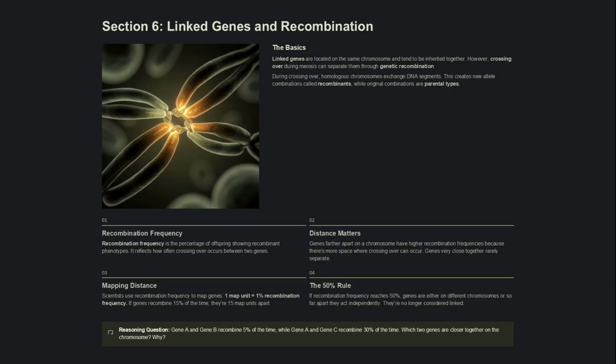Linked genes are located on the same chromosome and tend to be inherited together. Recombination frequency measures how often genes separate during meiosis, affecting genetic variation. Mapping distance helps scientists calculate how close genes are on a chromosome. The 50% rule indicates whether genes are linked or independently assorted.